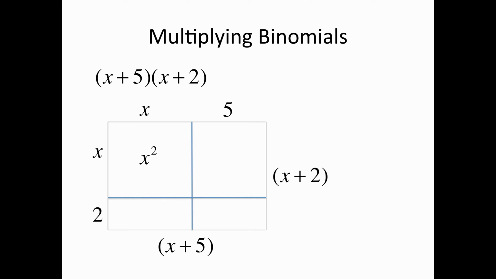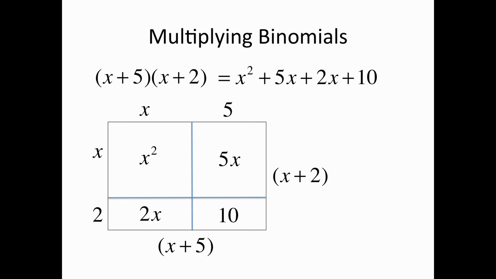So x times x is x squared, x times 5 is 5x, 2 times x is 2x, and 5 times 2 is 10. Now the area is the sum of all of those, x squared plus 5x plus 2x plus 10, which is the same thing as x squared plus 7x plus 10. So what we've done is we've multiplied the binomials x plus 5 times x plus 2, and we've gotten the result of x squared plus 7x plus 10.